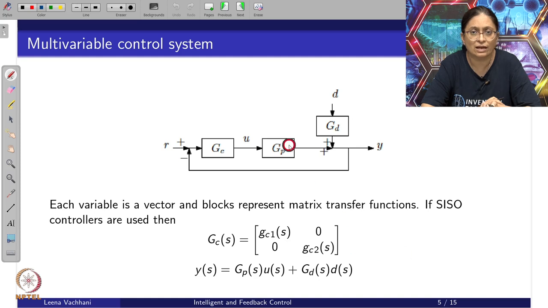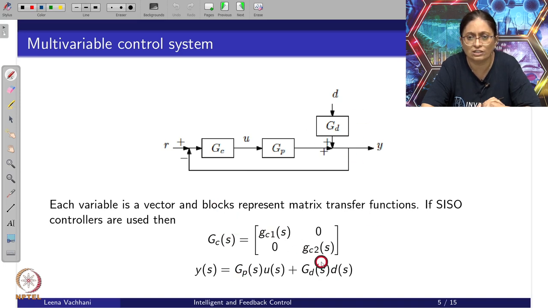Let's consider this kind of multivariable control system where we have a plant transfer function given by GP. The controller transfer function is GC of s. Since this is a multivariable system, we can consider that each of GP and GC is a matrix transfer function. So if it is a multivariable MV SISO kind of method, then the controller is nothing but a diagonal matrix.